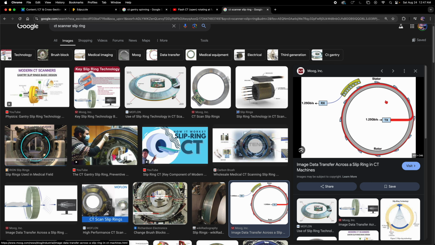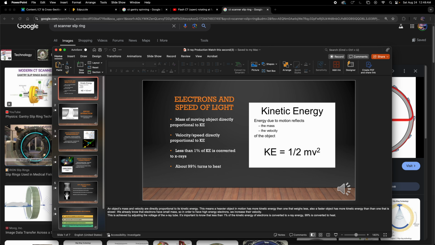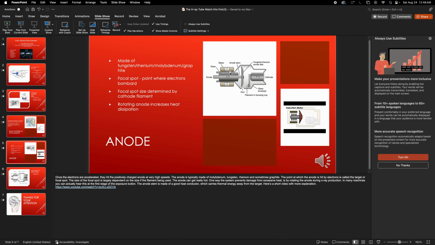But slip ring technology allows us to have continuous power, and so the gantry can spin in one direction indefinitely, right? Without worrying about winding up the power cord. Slip ring technology functions in a similar way to the induction motor of the X-ray tube, where we don't want to compromise this glass envelope, but power is transferred from outside the envelope to the rotor. Slip ring technology is what allows that to happen.